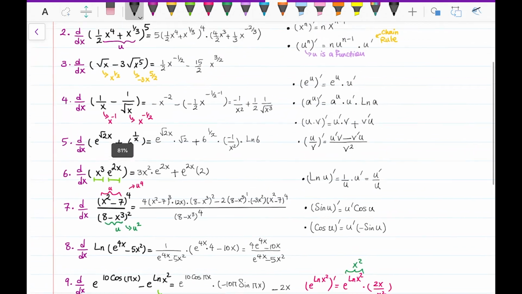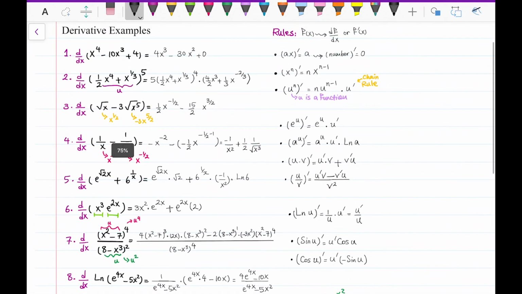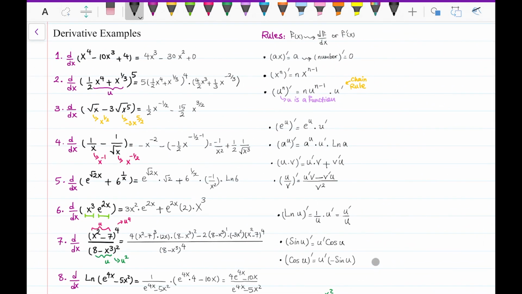Great. So let me make it a little smaller so that you can see all the rules. These are all the rules that we use.